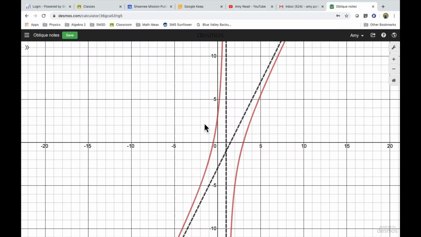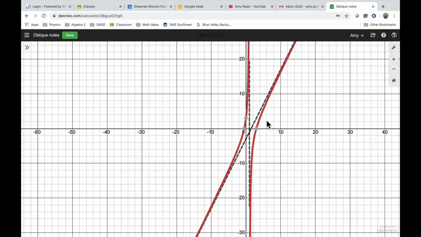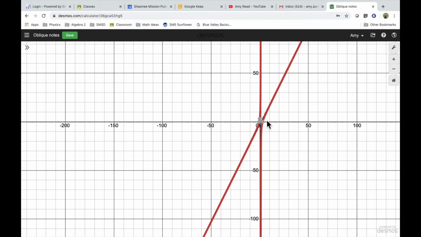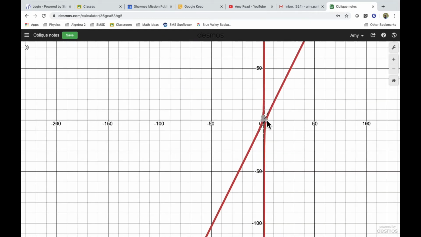Here's what it looks like on Desmos. I have my vertical asymptote, my slant asymptote. You can see there is my y-intercept, there's one of the x-intercepts, there's the other x-intercept, and it just kind of gets closer and closer. Let me zoom so that we can see what it looks like in the big picture. Okay, it looks a little bit like an X right there, but those X's never touch.